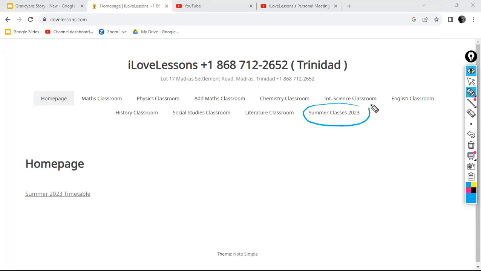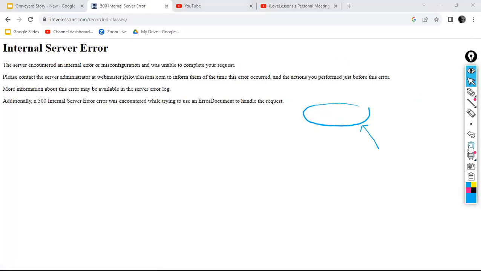There is no password on the website. I've removed all the passwords. And if there's a password, I will remove it by this evening, so you don't have to worry. On the website, there is a button called Summer Classes 2023. You just click on that, and everything with the summer program will turn up.